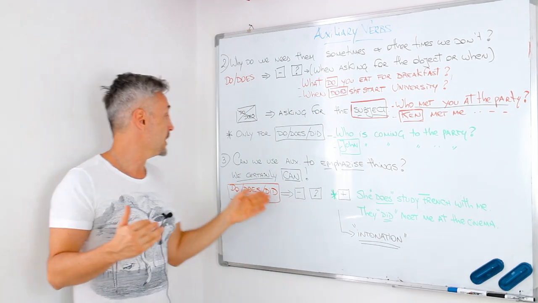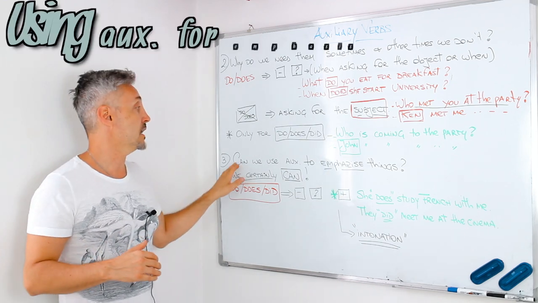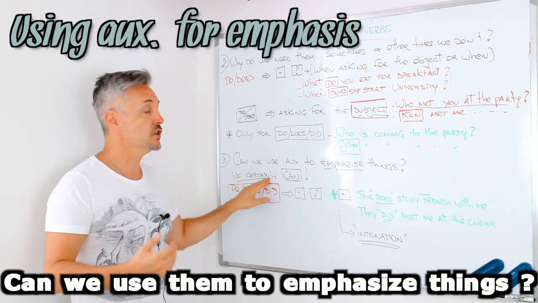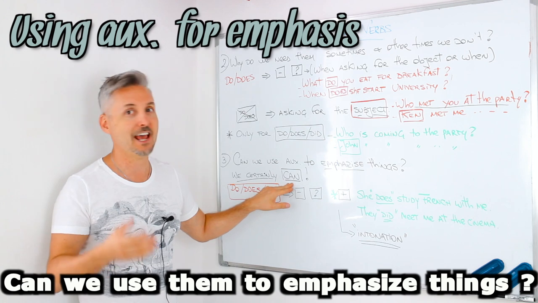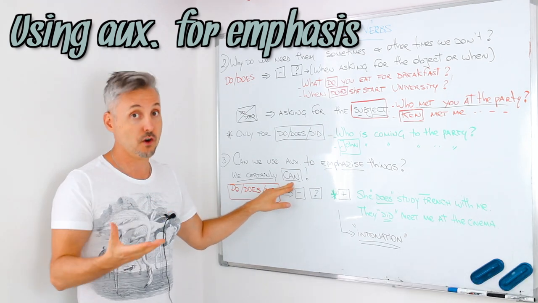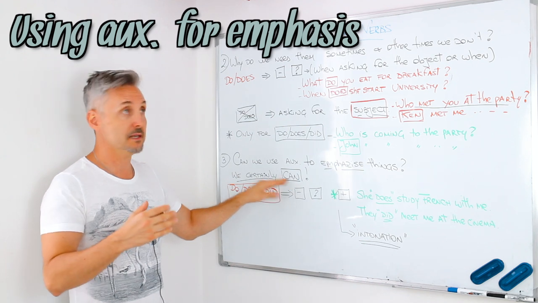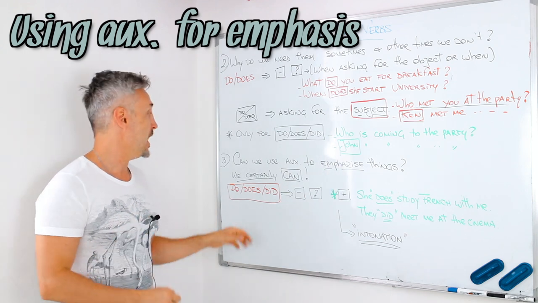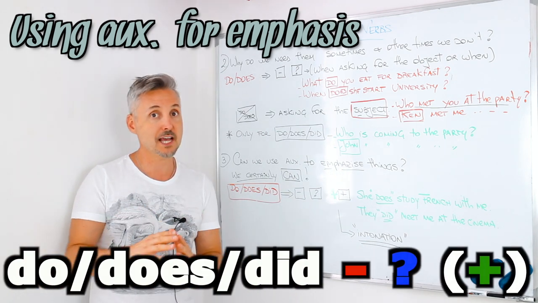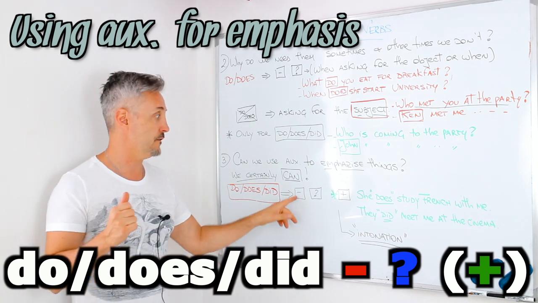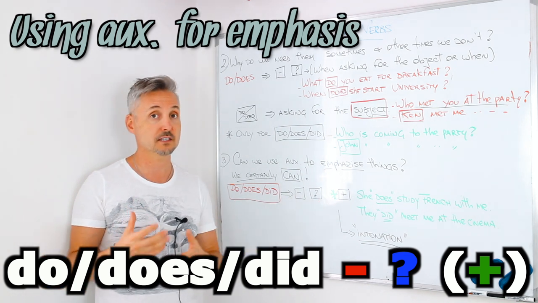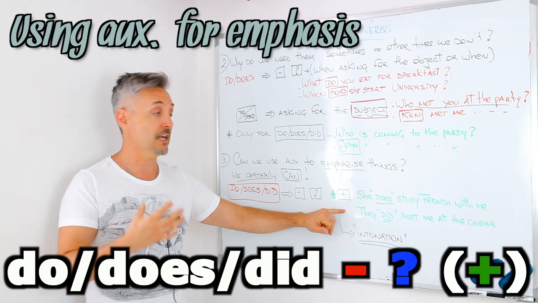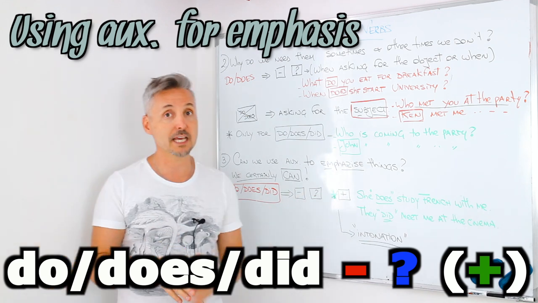Now we go on with the third point, and can we use the auxiliary to emphasize things? We certainly can. And we're using here can, the modal verb, because I'm answering that question, so we certainly can, and we emphasize it. Do, does, did. So I said that we need this auxiliary for negative and interrogative sentences. However, if you want to emphasize something, we use it in a positive sentence, just like my examples.